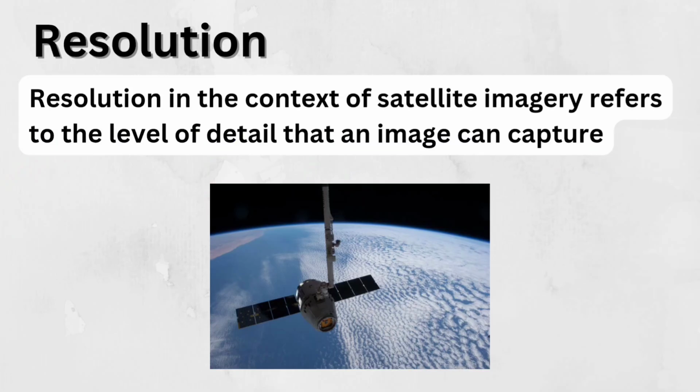First, what is resolution? The word resolution itself tells clarity or details of something. It refers to the ability of the sensor to distinguish between closely spaced objects or features on the Earth's surface. It determines the level of detail that can be captured in the imagery.